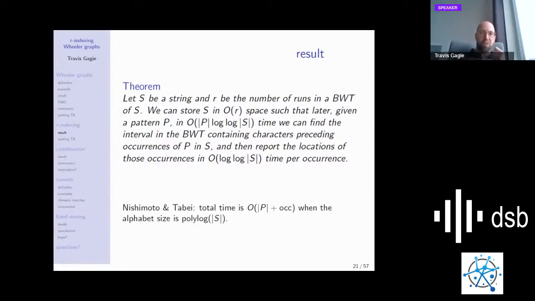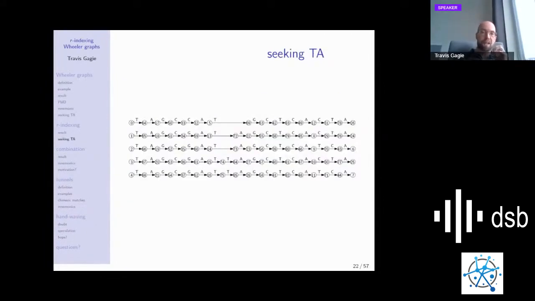So I won't go into too much detail about how this works. Also, Nishimoto and Tabei sped this up so that now they can get optimal length of P plus occ time when the alphabet size is polylogarithmic in the length of S. Just really quickly saying how this works. What you're going to do is at the run boundaries in the BWT, you store pointers. You store sort of the suffix array, the position of, in this case, the successor.